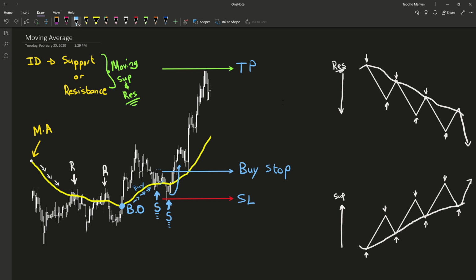So just look at the tilt. If it's tilted down, we're looking for selling opportunities. If it's tilted upwards, we're looking for buying opportunities. I hope you understand what moving averages are all about at this point. I'm going to take a few examples on the actual MT4 so that we understand different types of moving averages and how you can play around with them.